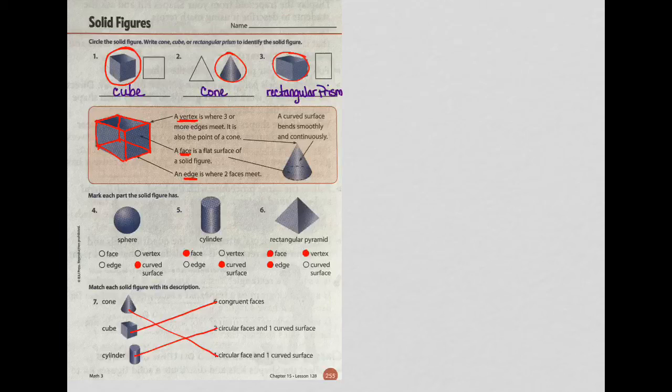Number 4, 5, and 6, you're going to mark the parts that each solid figure has, just like we did on the front. Number 7, also like we did on the front, you're going to match the solid figure with its description. And then you have an addition and subtraction review at the bottom with borrowing and carrying. Remember, start with the ones. Just look at each place value by itself. Okay, and it will be fine for you.